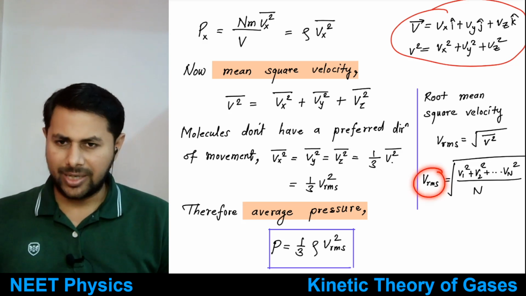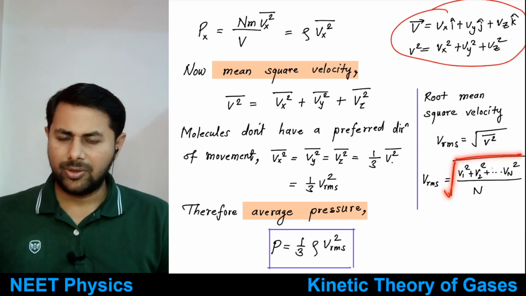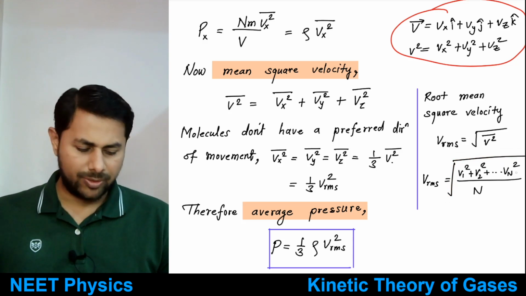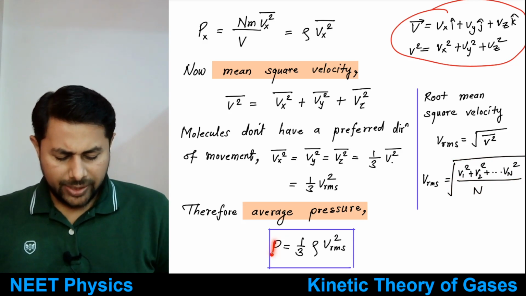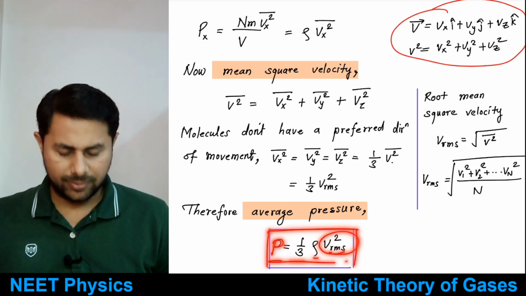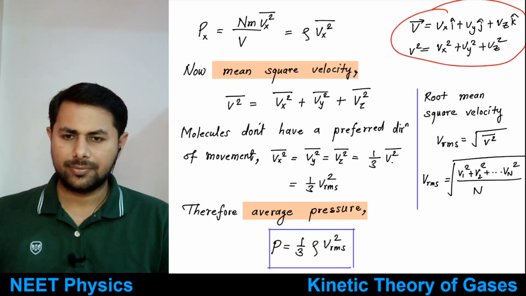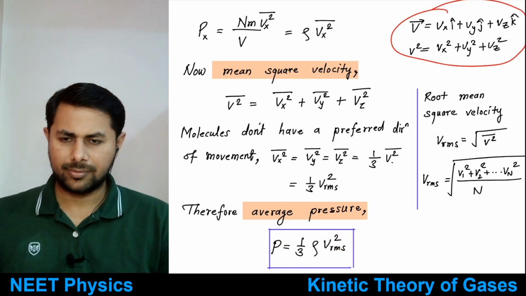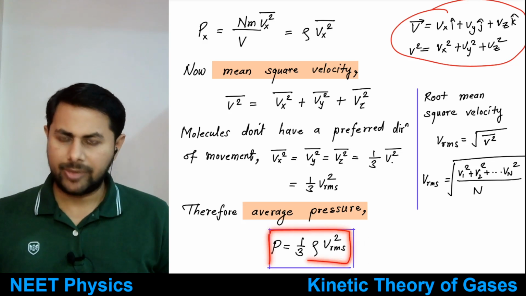So we need to remember what is vrms. Root mean square speed or root mean square velocity is the square root of v1 square plus v2 square plus so on and so forth up to vn square divided by n. Then what you get is pressure is equal to 1/3 of rho multiplied by vrms square. You get this equation, and is there any doubt in this? Yes, no, no doubt, right? Okay, so we need to remember this. Very good. We need to remember this expression.